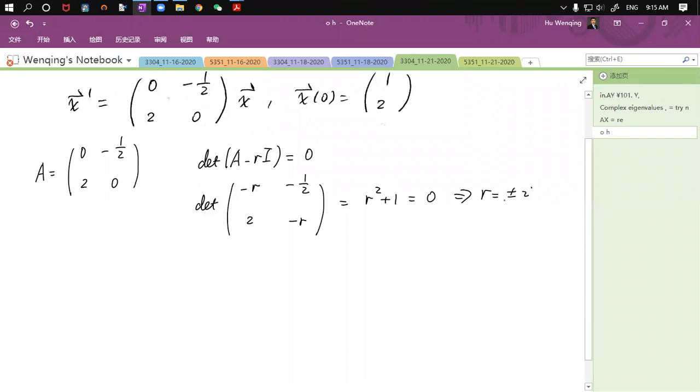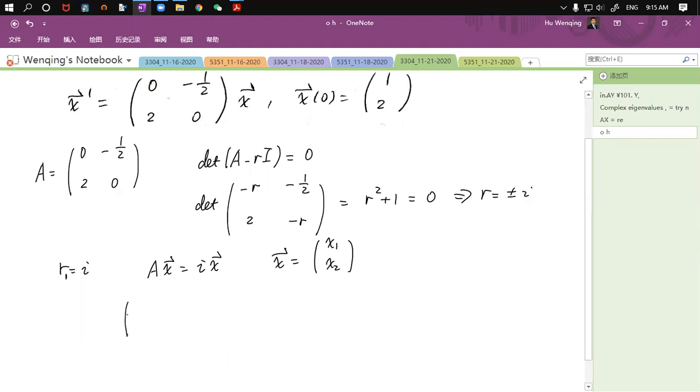Once you have this, R equal to I is the first eigenvalue. You're looking for the vector such that A of x is equal to I of x. So this is a complex eigenvalue-eigenvector equation. How do we deal with the complex one? You can just pretend that you are dealing with the real one. So x is equal to x1 and x2.